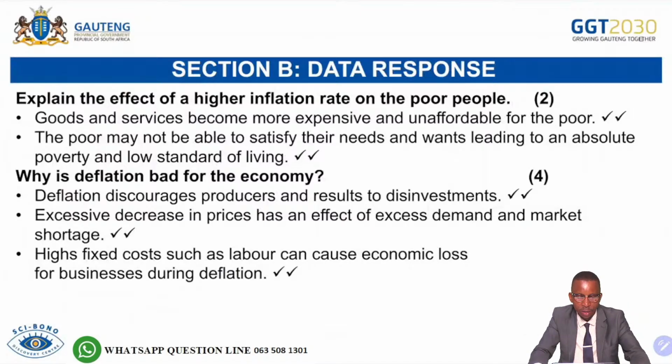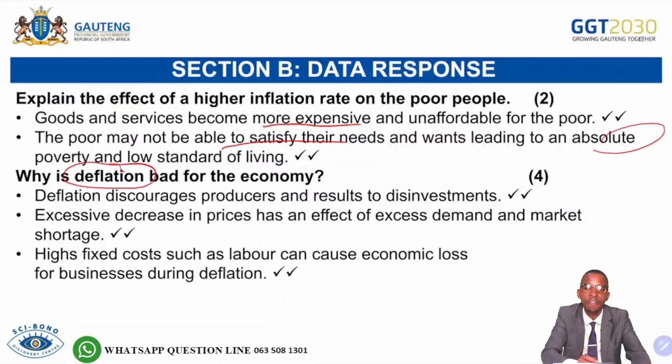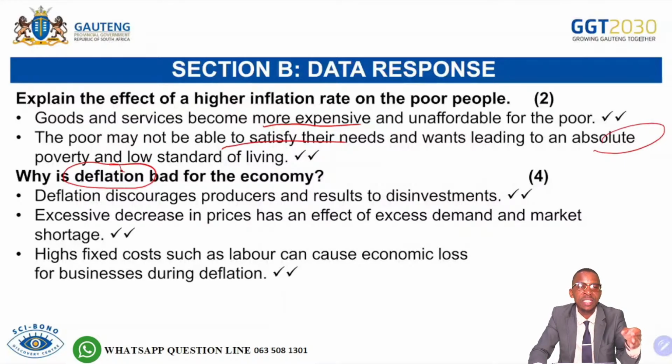Goods and services become expensive and unaffordable for the poor. The poor may not be able to satisfy their needs and wants, leading to absolute poverty and a low living standard. Why is deflation bad for the economy? Remember, now we talk about deflation, not inflation. Deflation occurs when there is a significant decrease in the prices of goods in the economy over a period of time. So if there's deflation, consumers will always benefit because they afford goods at a lower cost. However, producers are affected negatively because they produce goods at a higher cost.